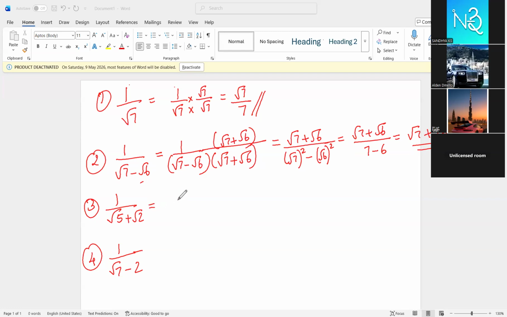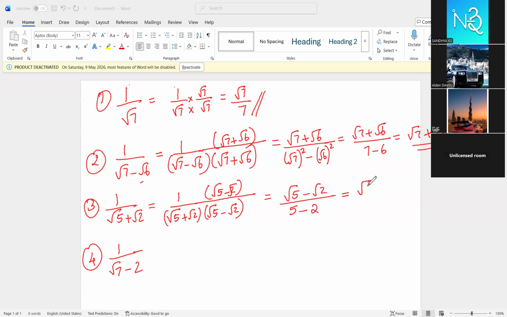Now next question is 1 by root 5 plus root 2. So you need to multiply numerator and denominator with root 5 minus root 2. So that is equal to root 5 minus root 2 divided by root 5 into root 5, that is 5, minus root 2 into root 2, that is 2. So that is root 5 minus root 2 divided by 5 minus 2, which is 3. Okay, so this is our answer.